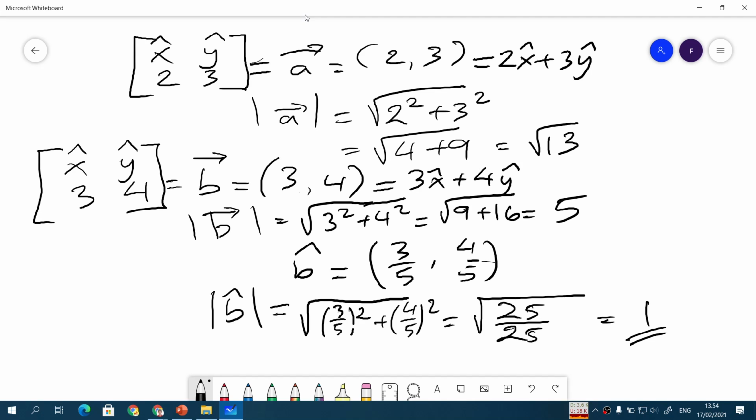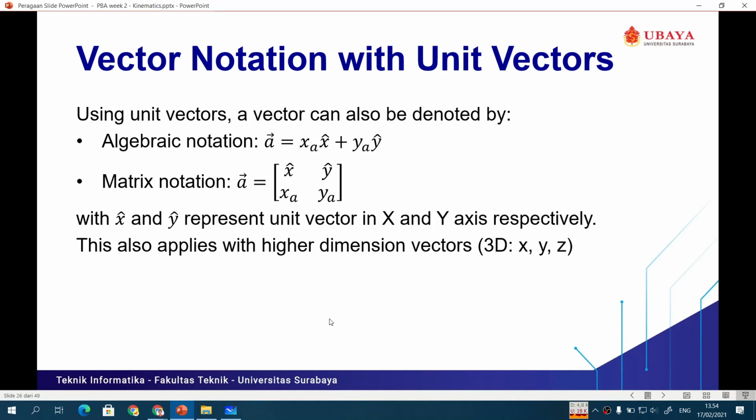So you can use any notation you wish. But for simplicity, I think we will use this parenthesis notation, because it is much simpler. And this also applies with higher dimension factors as well. So if you have 3-dimensional factors, then just add the z hat in your algebraic notation or your matrix notation.